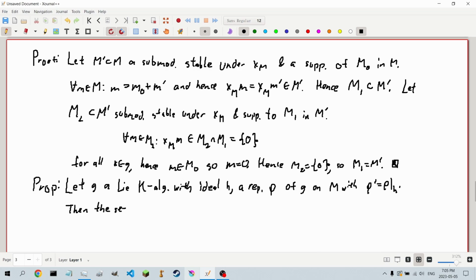Then the set N in M of elements in M, of course, invariant with respect to rho prime, is stable under rho of G.